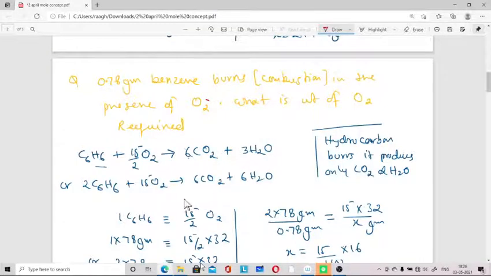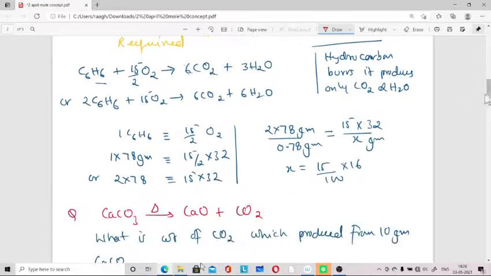I told you how to balance the equation. So that is one type of balancing: you can write 15 by 2, or you can multiply this equation by 2 and write this equation. Both equations are balanced in the combustion of benzene. You can use either of them to solve. Now from the equation you can see 1 mole of benzene is equivalent to 15 by 2 moles of O2.